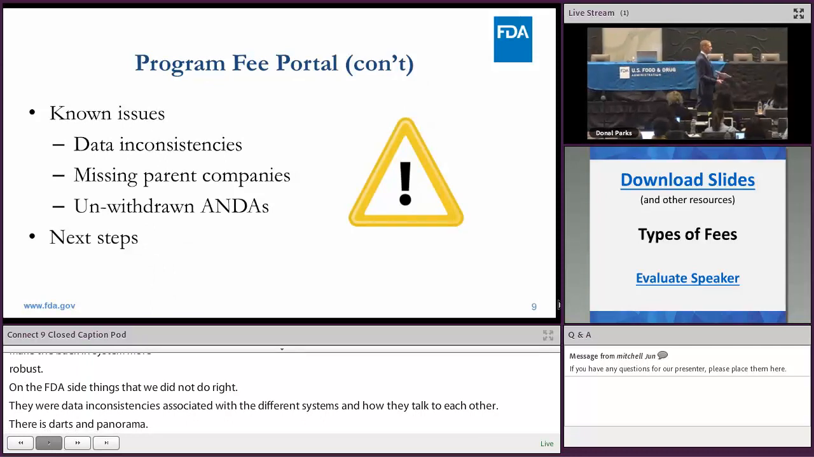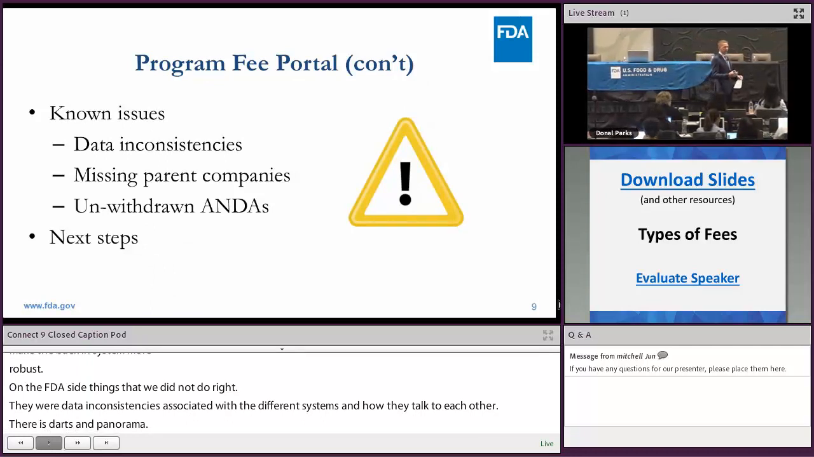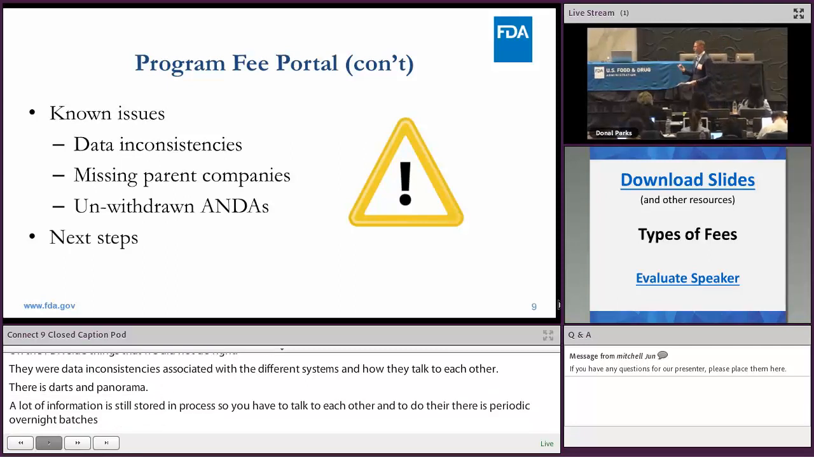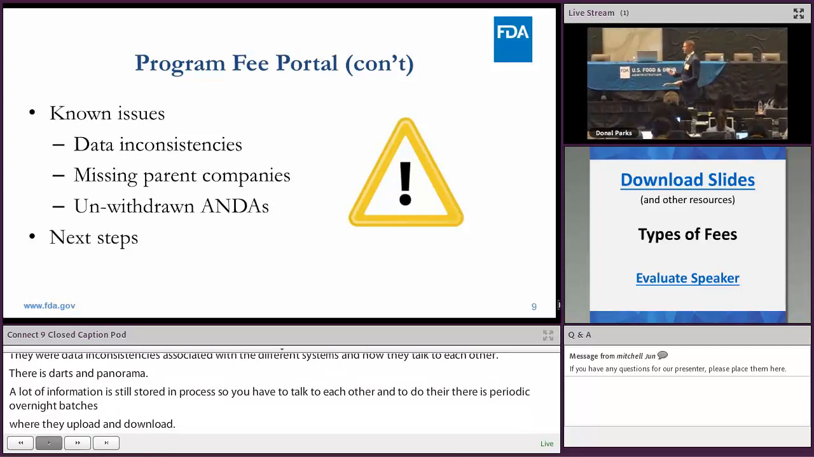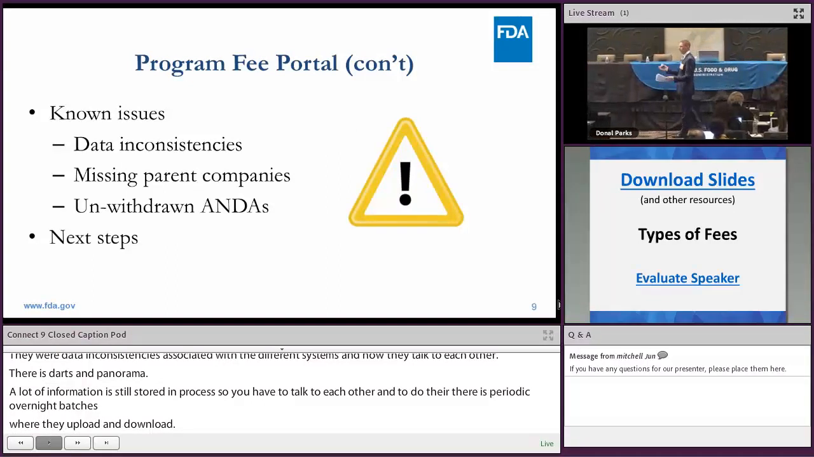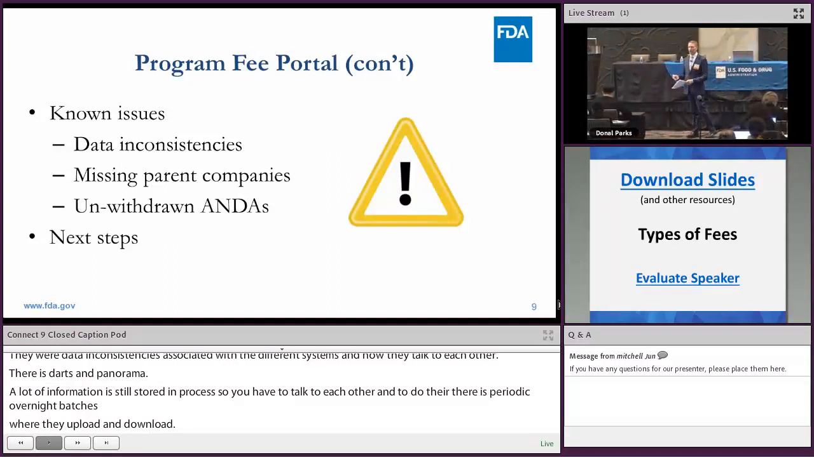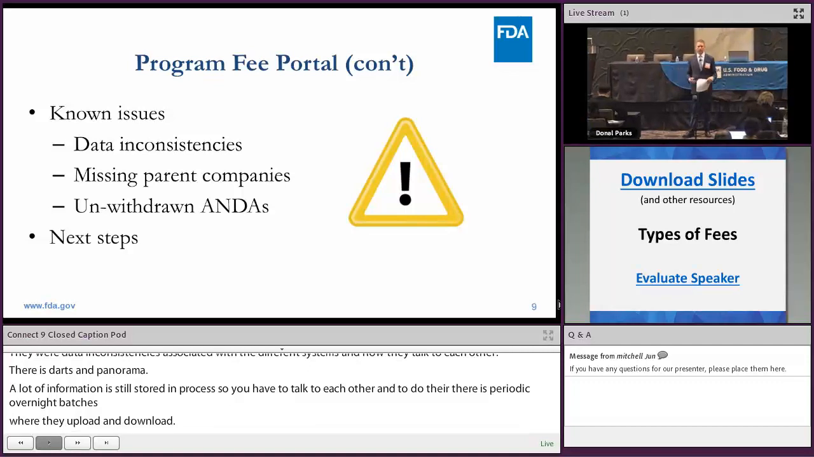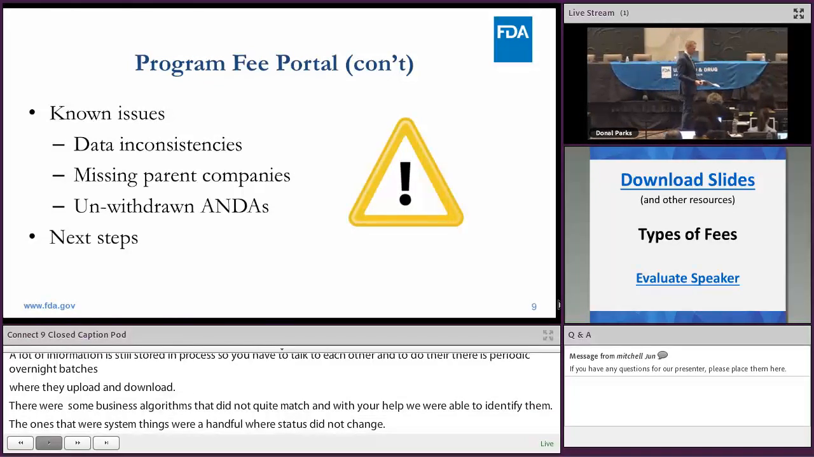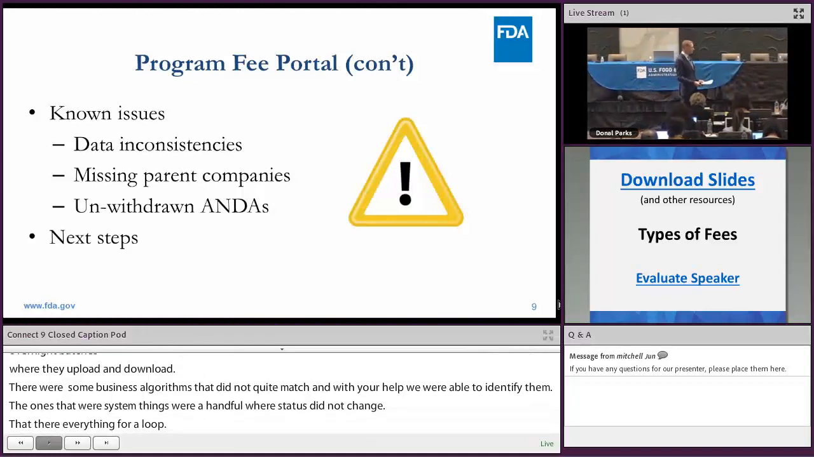But there are some things, some fields didn't match up. There were some business algorithms that didn't quite match. And with your help, we were able to identify them. And so the ones that were system things, and there were a handful of them where the status didn't change when it was supposed to or whatnot, and that threw everything for a loop. We've identified those, we've fixed most of those, and hopefully going forward, you won't see those problems at all.